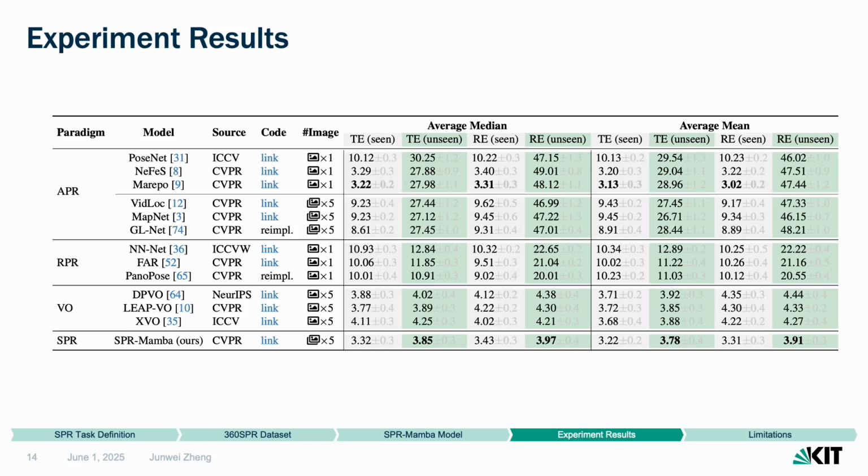Surprisingly, in seen environments, gray columns in the table, SPR Mamba also outperforms RPR and VO-based methods and only slightly underperforms APR-based methods. As for the results of unseen environments, green columns in the table, SPR Mamba outperforms all other methods. For more experimental results, please refer to our SPR paper.